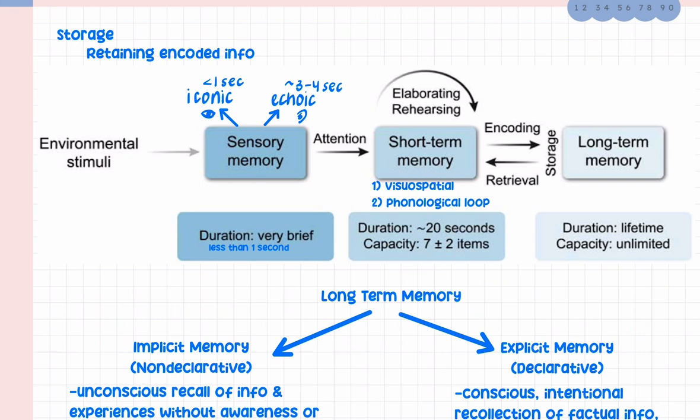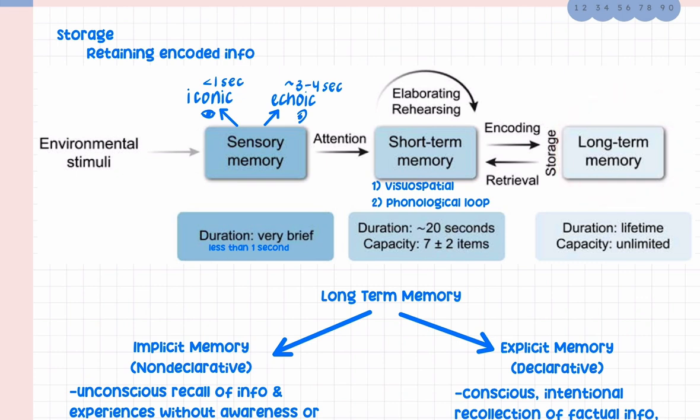ahead and rehearse it. Now we have here the short term slash working memory. This duration lasts around 20 seconds. Its capacity is 7 plus or minus 2 items. And that's based on the classic Miller's law. It involves active processing of information. So phonological loop is repeating words and numbers. Visual spatial sketchpad involves holding mental images. So an example would be repeating a phone number to yourself until you dial it.